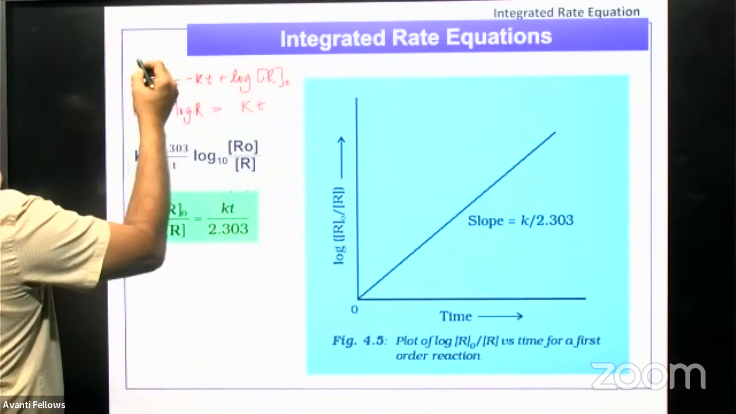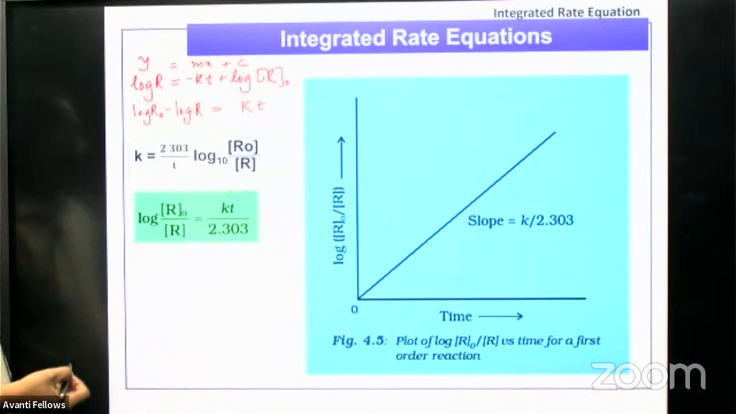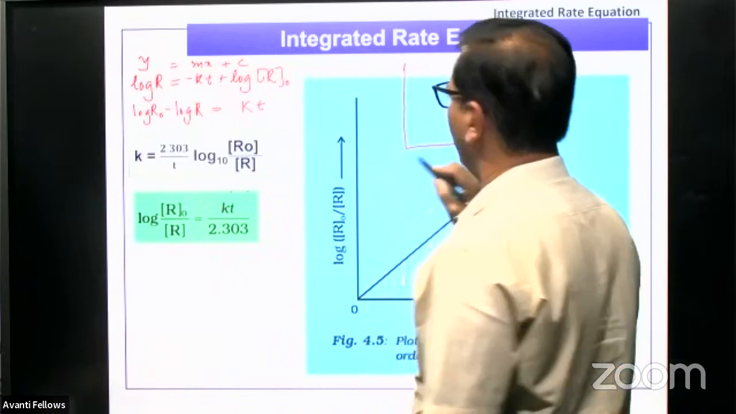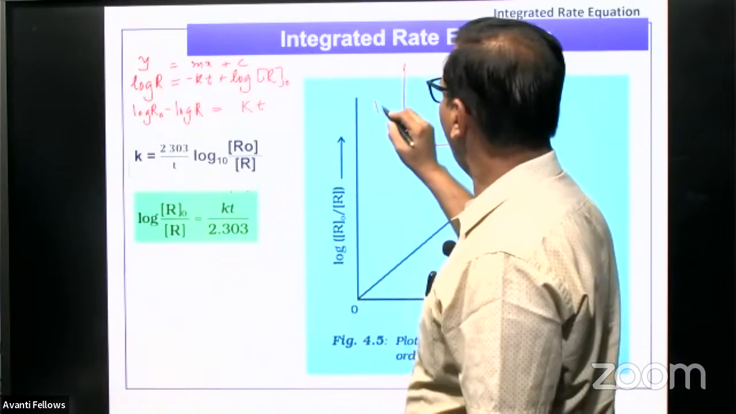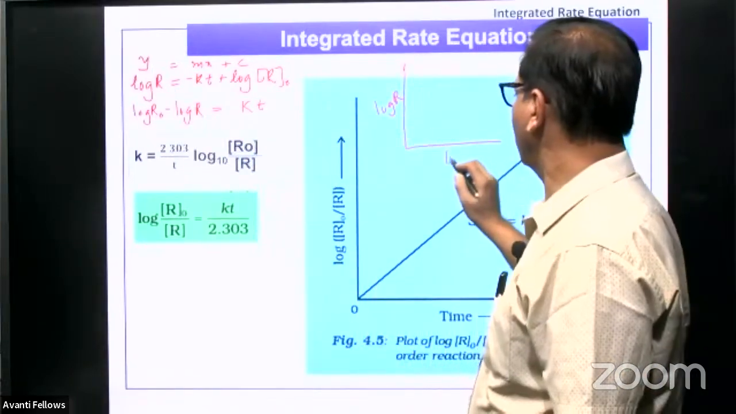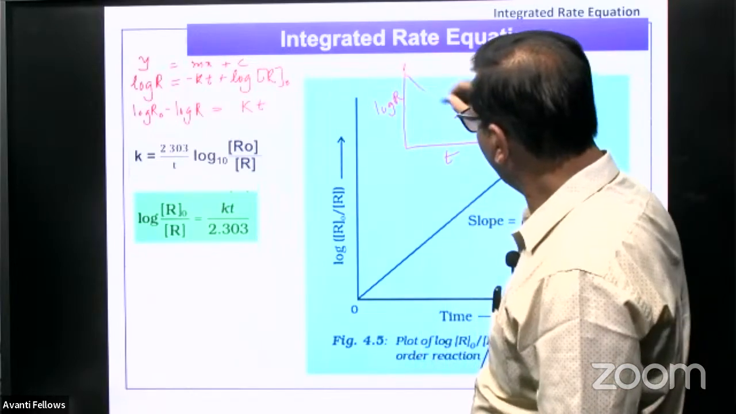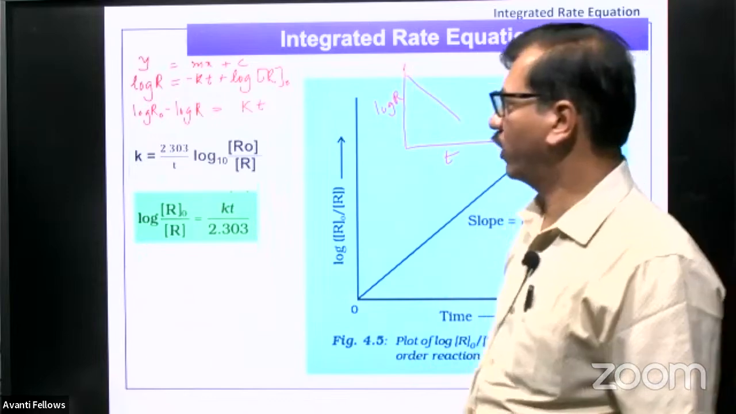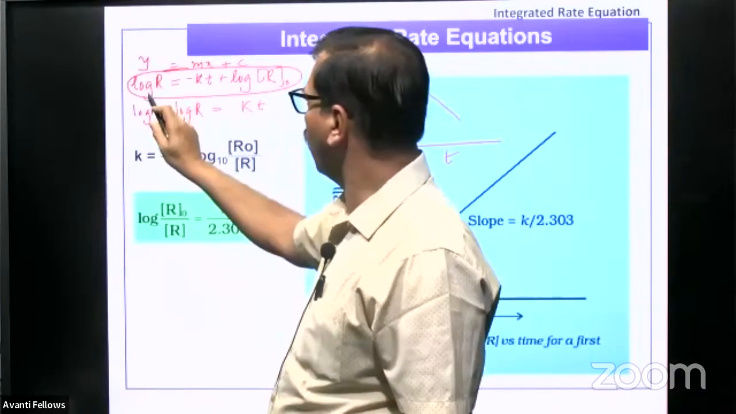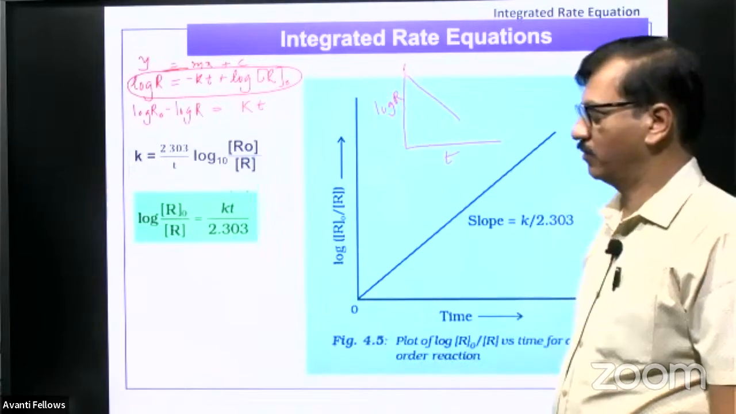Now this is of the form y is equal to mx plus c. Always compare this. Therefore, when you draw it in a graph, log of R is on the y-axis, x-axis t. So this is having negative slope. Okay, this will have the negative slope like this. If you take this equation and draw the graph log of R versus t, the graph is like this.